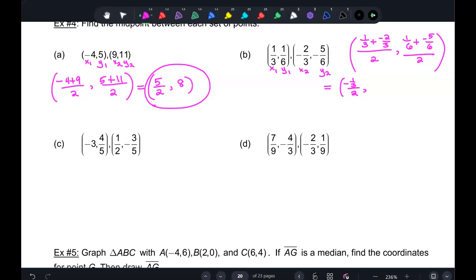Can we just put that in the calculator when we're doing it? Yeah, you can use your calculator, but I just need to see the steps for it. What's 1/6 plus negative 5/6? Negative 4 over 6.